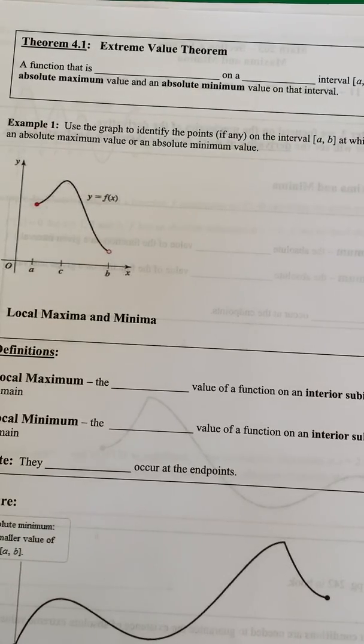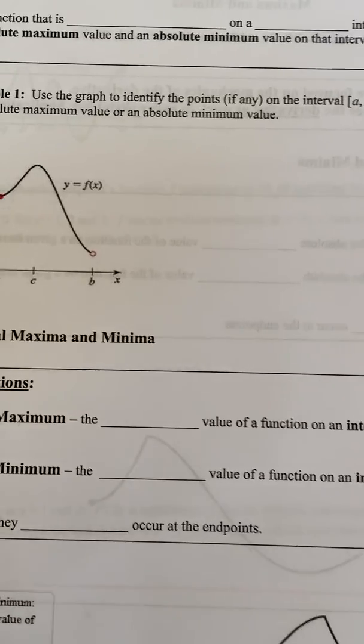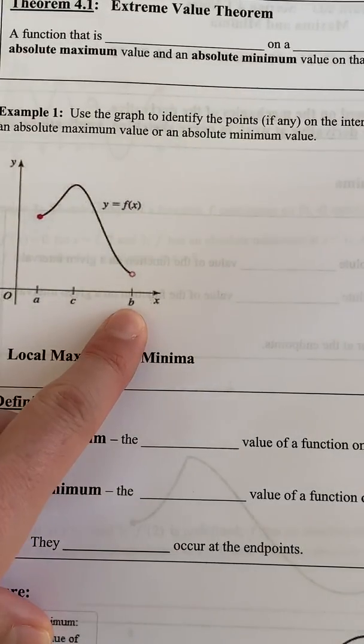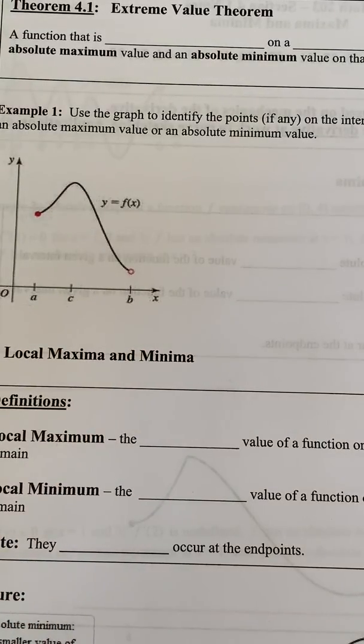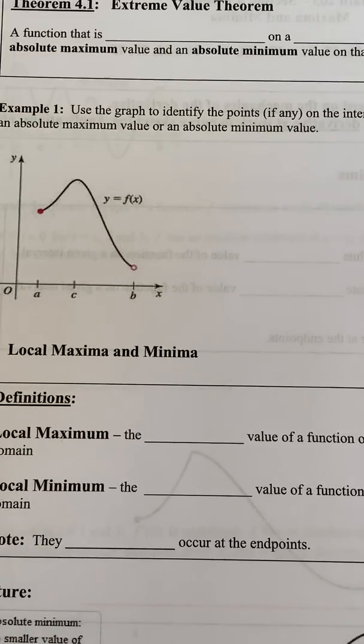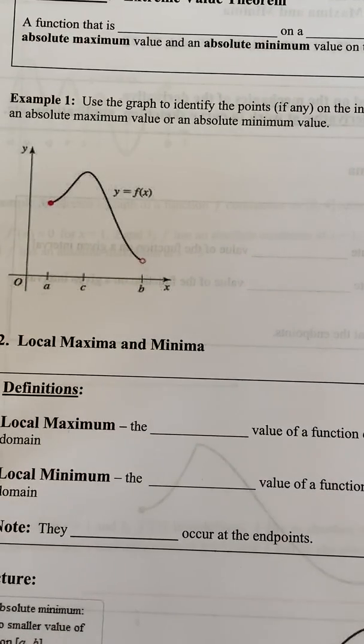We're going to be looking at examples 1 and 2 in your section 4.1 notes. In example 1, we want to use the graph shown to identify on our interval from A to B where there might be an absolute maximum value or an absolute minimum. So this is actually a pretty easy idea to see in a picture.